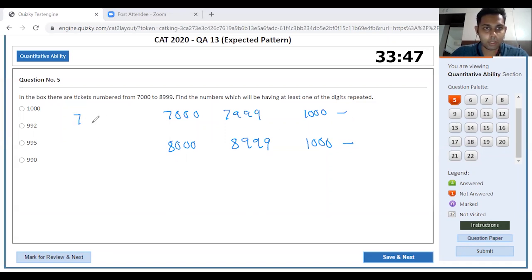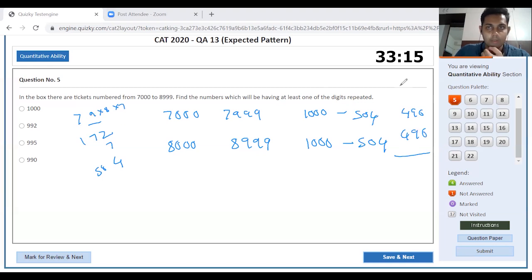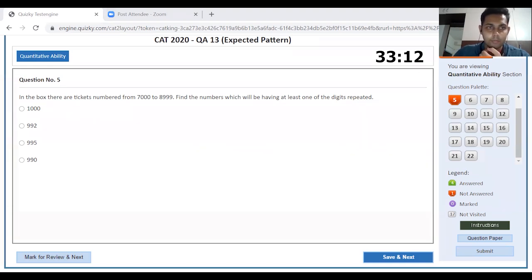So 7 is constant. So apart from 7, we'll have 0, 1, 2, 3, 4, 5, 6, 8, and 9. So 9 possibilities. Into the rest will be 8. Into rest will be 7. 9 is just 72, right? Into 7, 7 to the 14, and 49 and 50, 504. Same for here, 504. Right, so that is 496 and 496, which is 6612. That is only one option, that is 992. Mark that and move ahead. Again, pretty easy.